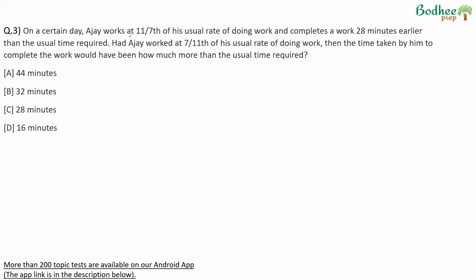On a certain day, Ajay works at 11 by 7 of his usual rate of doing work, completes the work 28 minutes earlier. Now, suppose the usual rate was A units per minute. The person is working at 11 by 7, A units per minute.